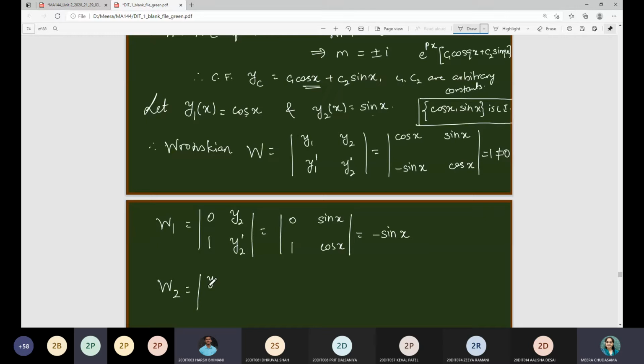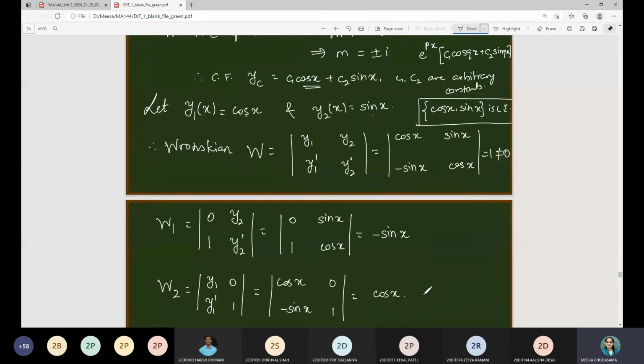y1 dash, y1 0, y1 1, dash 0, 1. Very good. 0 1, right? So from here you can substitute in the Wronskian. Take the second column as 0 1, and the rest of the columns as it is. So it is cos x, minus sin x, 0 and 1. So this is nothing but cos x.